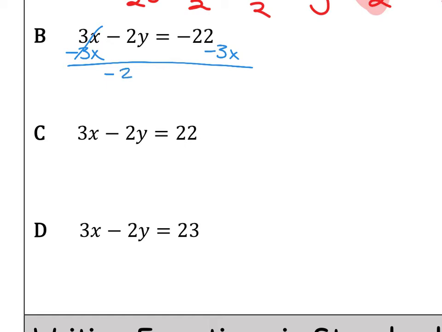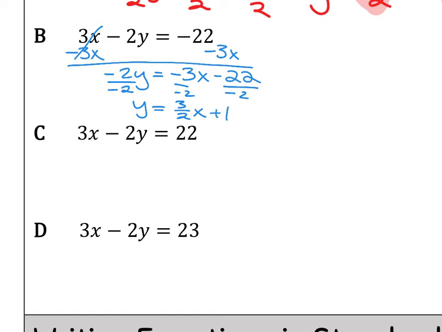We'd get negative 2y equal to negative 3x minus 22. Okay, sweet. Adrian M., what's the next step to solve for y? Oh, you divide the y by the negative 2 in front of y. Okay, cool. So then I have y equal to 3 over 2x plus 11.